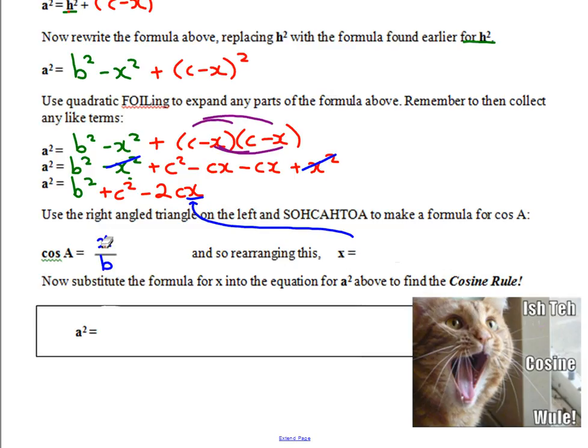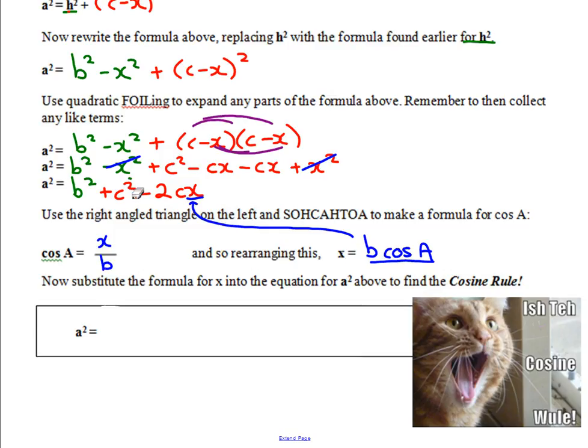So to make x the subject, we need to multiply both sides by b. Multiplying both sides by b creates b cos A. So x equals b cos A. And now substitute the formula for x. So this is why I've got this arrow now.